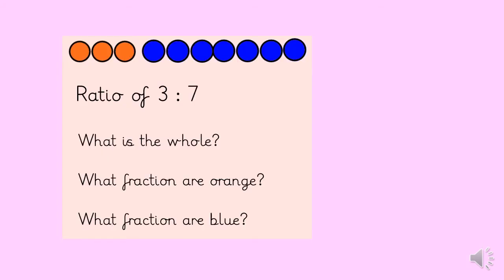This picture shows a ratio of 3 to 7. There are 3 orange circles for every 7 blue circles. Pause the video and answer the questions. What's the whole? What fraction are orange? And what fraction are blue?